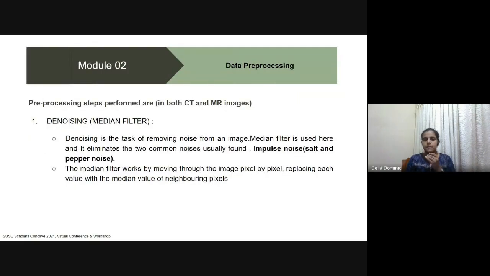The first data pre-processing step that we employed was denoising using median filter processing. As the name suggests, it is a task for removing noise from an image, and the median filter was used especially to remove impulse noise, that is salt and pepper noise. The filter mask is moved through the image pixel by pixel, replacing each value with the median value of the neighboring pixels, and this avoids noise, especially salt and pepper noise. The reason these noises are present in MRI and CT images is scanner defects, that is, defects in MRI and CT scanning machines.